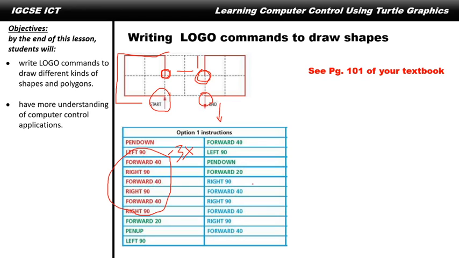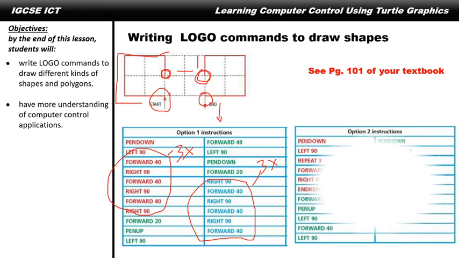And if you come here again, you will see that right 90, forward 40, right 90, forward 40, right 90, forward 40 is repeated 3 times again. So here, if you want to use the repeat command, you have to put this instruction that is repeated 3 times inside the repeat and end repeat command.